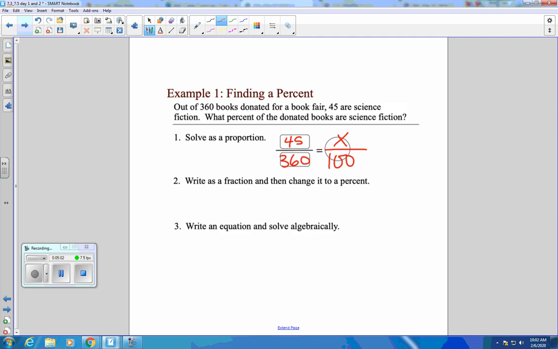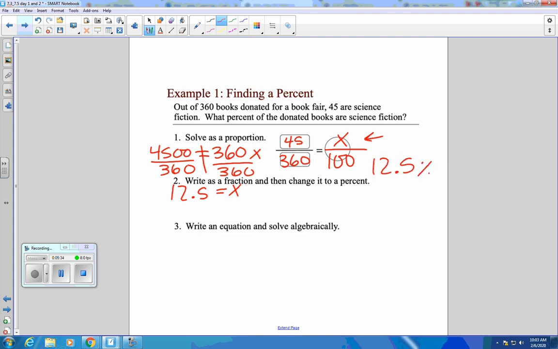Take 45 times 100, which is 4,500, equals 360 times x. Divide both sides by 360. You're left with x equals 12.5. That's our x value. It's over 100, so it's automatically written as our percent, so we have 12.5%, which means 12.5% of those books are science fiction.